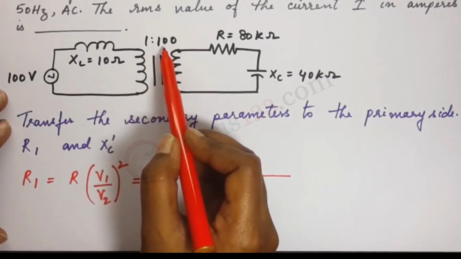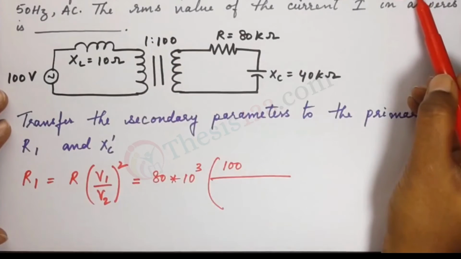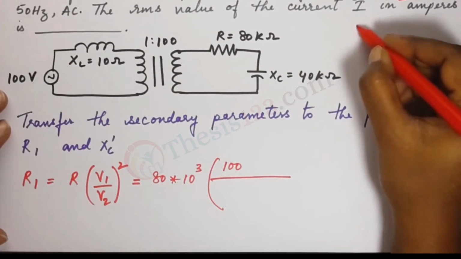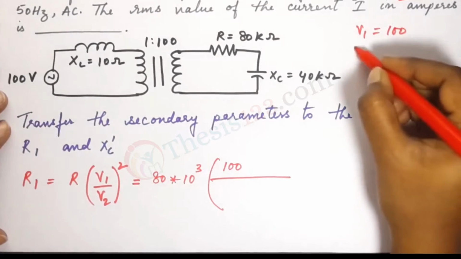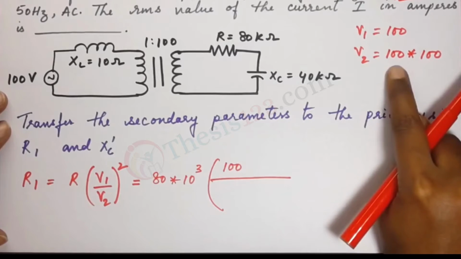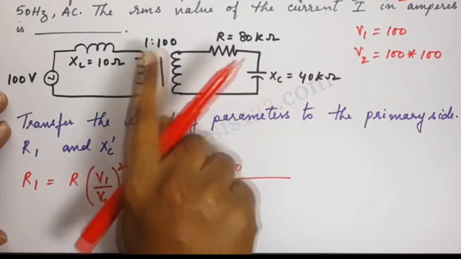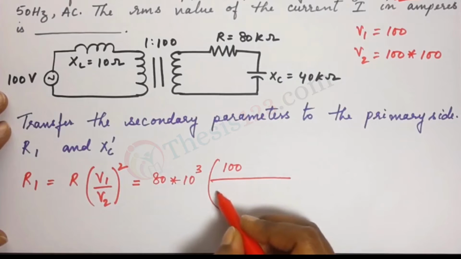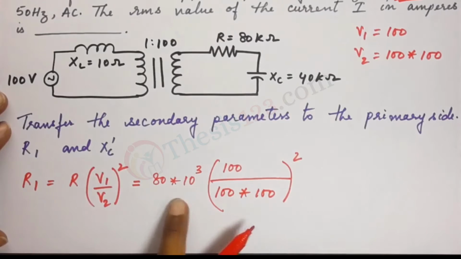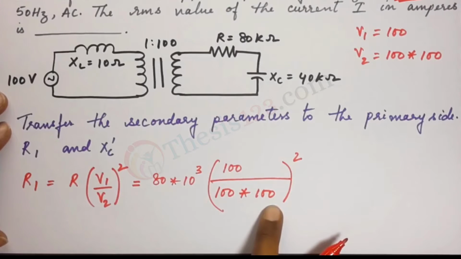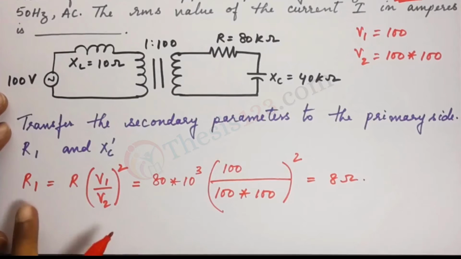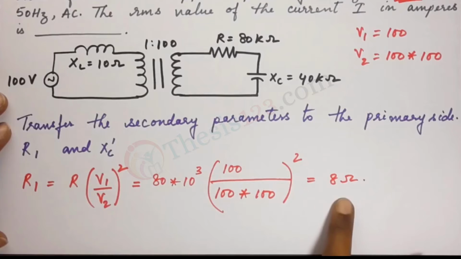Now this ratio should tell us what V2 is. If V1 is 100, then V2 will be 100 times 100. So that's V1 times the turns ratio given. So here we have 80 into 10 power 3 into 100 divided by 100 into 100, squared. So that's 1 by 100, and that would give us 8 ohms. So the value of R1 here is 8 ohms.